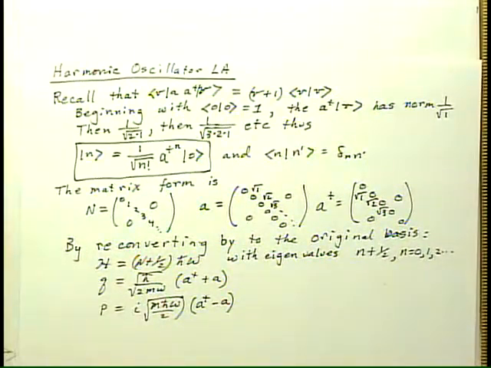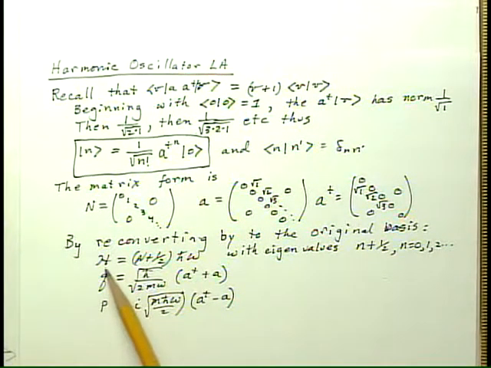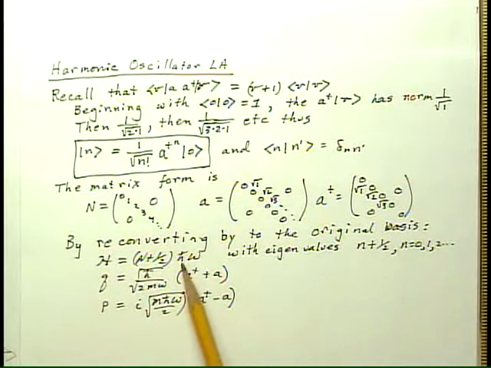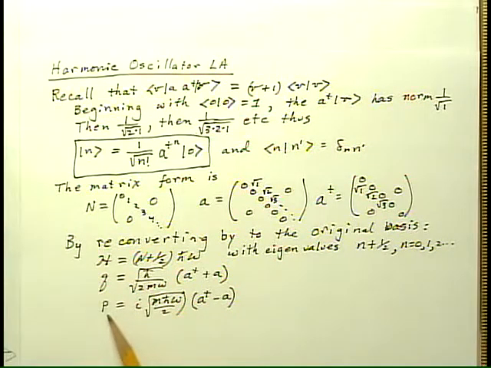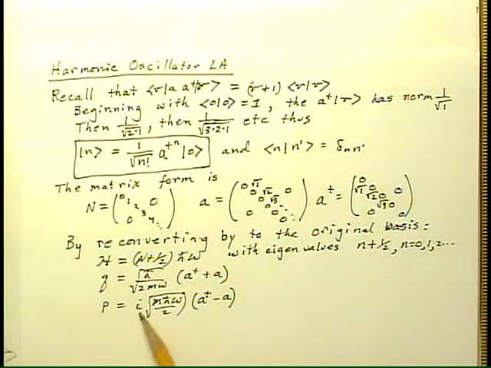Now, by reconverting back to the original basis, we see that script h is n plus a half times h bar times omega. Q is equal to this form right here in terms of a dagger plus a, and P is this vector here, a dagger minus a with an i out front. This now gives us the correspondence between the original P and Q and script h and the n, a dagger, and a that we have been working with here.